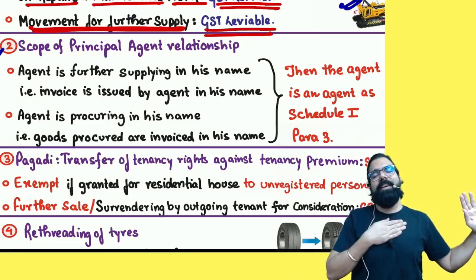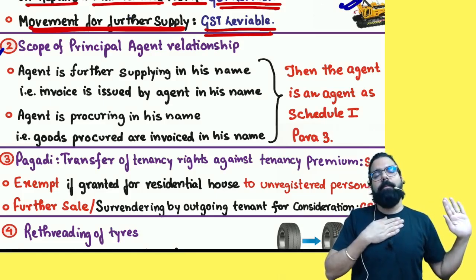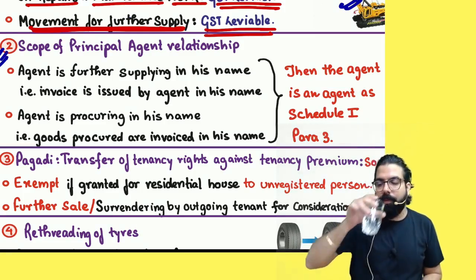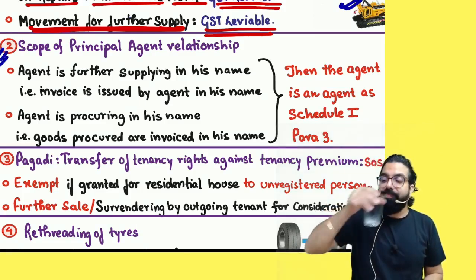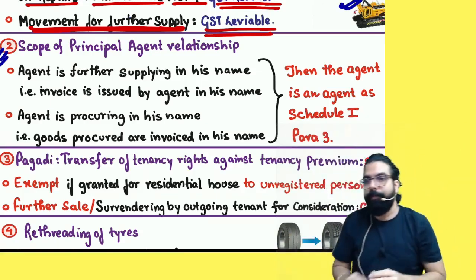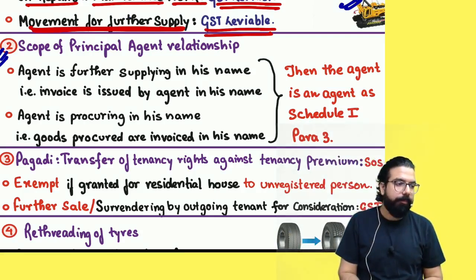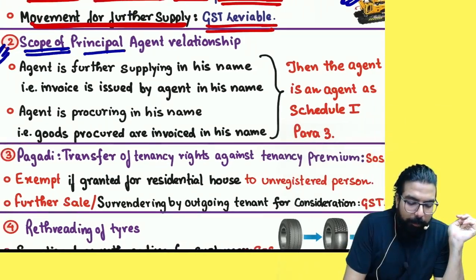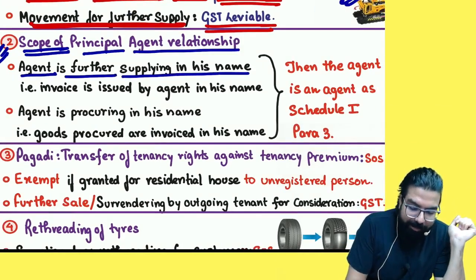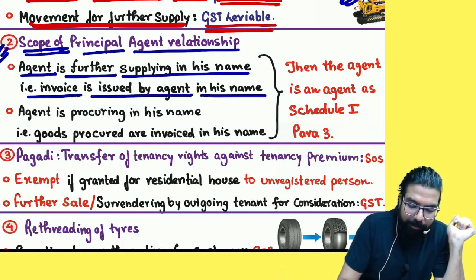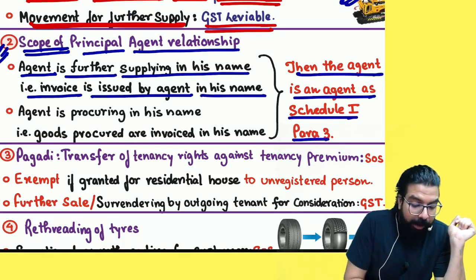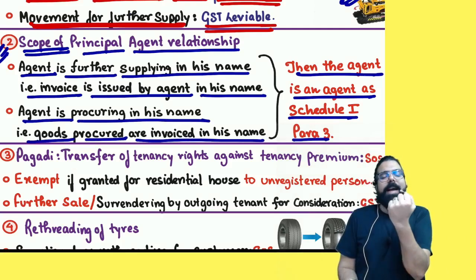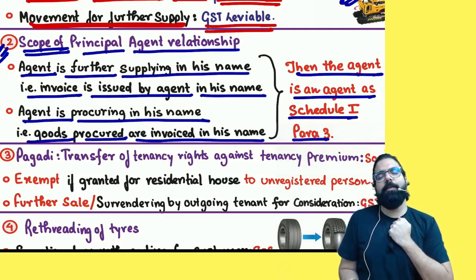Then am I an agent as per 7(1)(c)? If the buying invoice is in my name, am I an agent as per 7(1)(c)? See everyone, read. Done everyone. What does it say? Scope of principal-agent relationship. Agent is further supplying in his name, that is, invoice is issued by the agent in his name. Then the agent is an agent as per Schedule 1, paragraph number 3. Agent is procuring in his name, buying in his name, that is, goods procured are invoiced in the name of the agent. If the buying invoice is in my name, am I an agent as per 7(1)(c)?